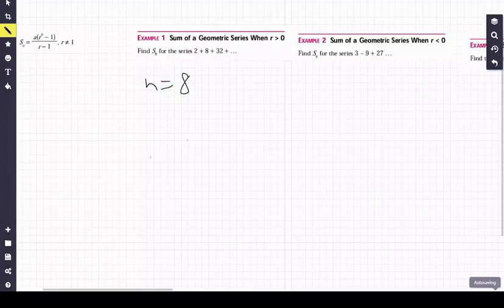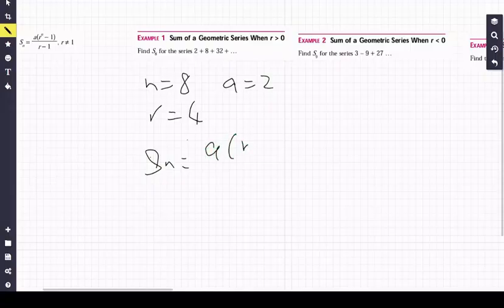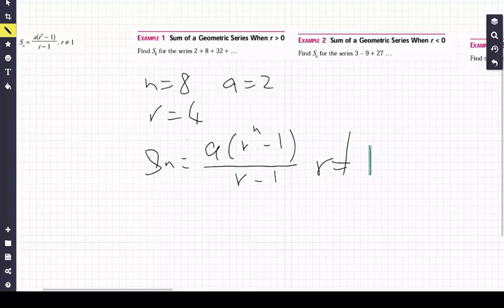And our common ratio, it's clearly 4. Our a is 2. Let's go. S_n is equal to a(r^n − 1) over r − 1. Now remember, we actually have a restriction on this, guys, because the bottom can't be 0. If it's 0, it's undefined, right? We all know that.